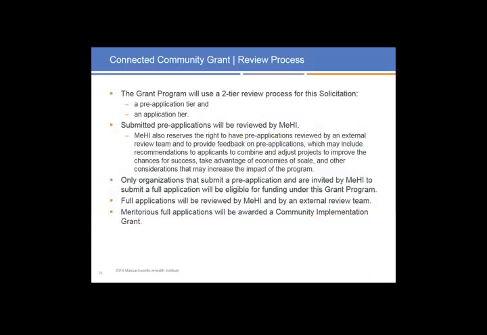So let's go into the process and evaluation criteria. The review process is going to be a 2-tier process. There's going to be a pre-application tier and an application tier. Submitted pre-applications will be reviewed by MeHI. MeHI also reserves the right to have pre-applications reviewed by an external review team and to provide feedback on the pre-applications, which may include recommendations to applicants to combine and adjust projects to improve chances for success, take advantage of economies of scale, and other considerations that may increase the impact of the program.